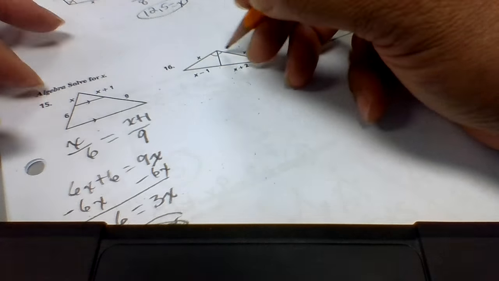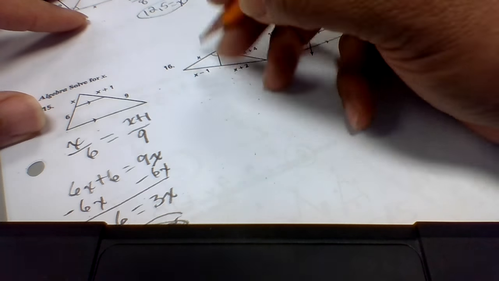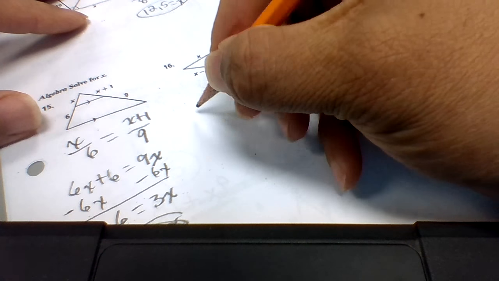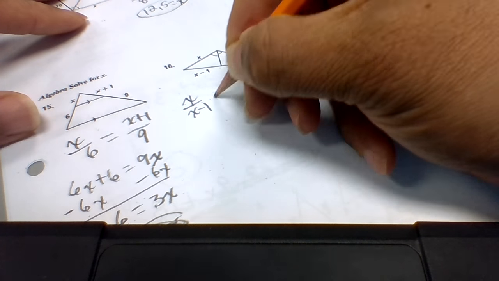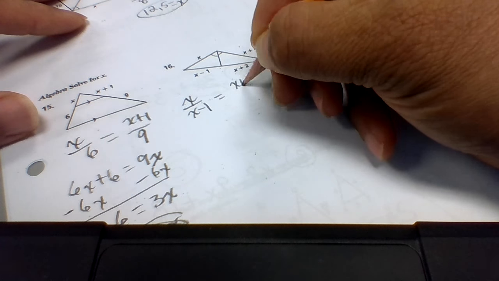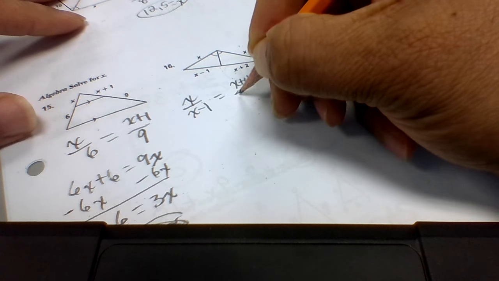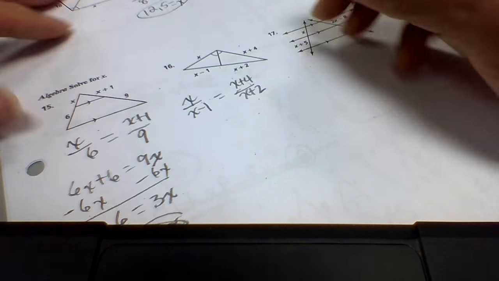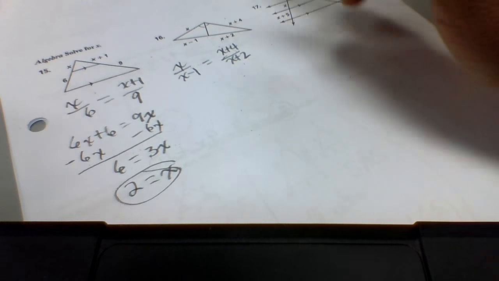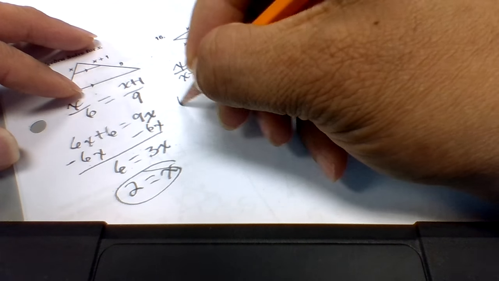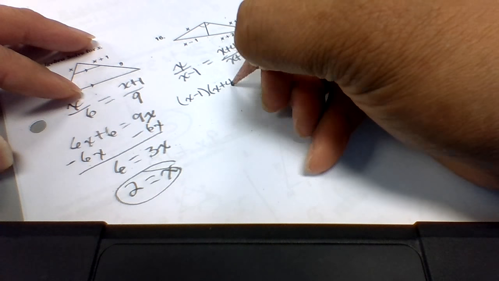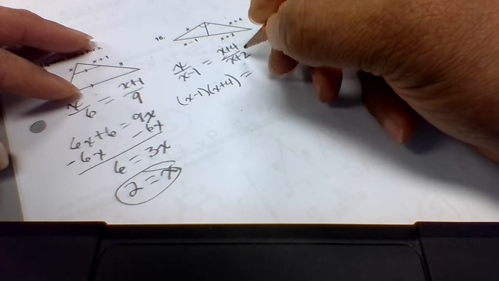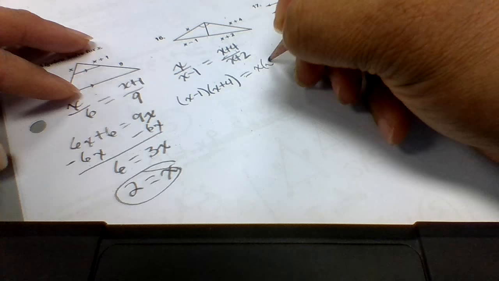Next one is angle bisector. So again, I can set up a proportion. x over x minus 1 equals x plus 4 over x plus 2. Cross multiply. So this is going to give me x minus 1 times x plus 4 equals x times x plus 2.